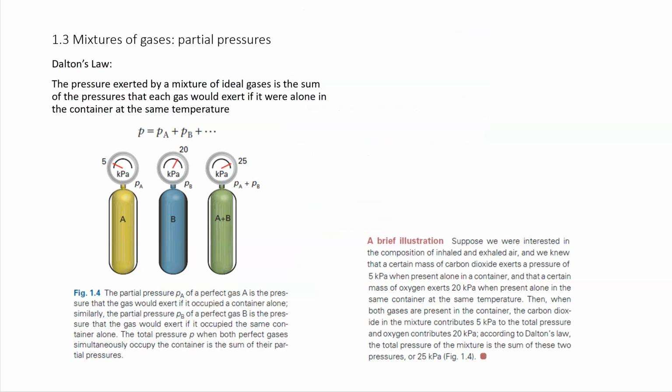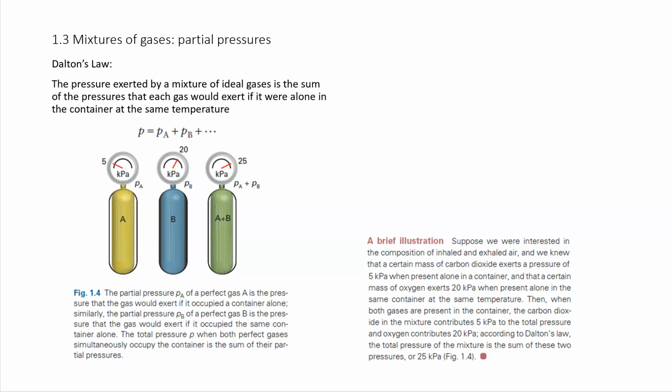So, moving along, slowly adding complexity. Let's talk about mixtures of gases, in particular partial pressures. Dalton's law states that the pressure exerted by a mixture of ideal gases is the sum of the pressures that each gas would exert if it were alone in the container at the same temperature. Meaning if you take a mixture of gases and you magically took all of the gases out except for one, the pressure that single component contributed would not change.